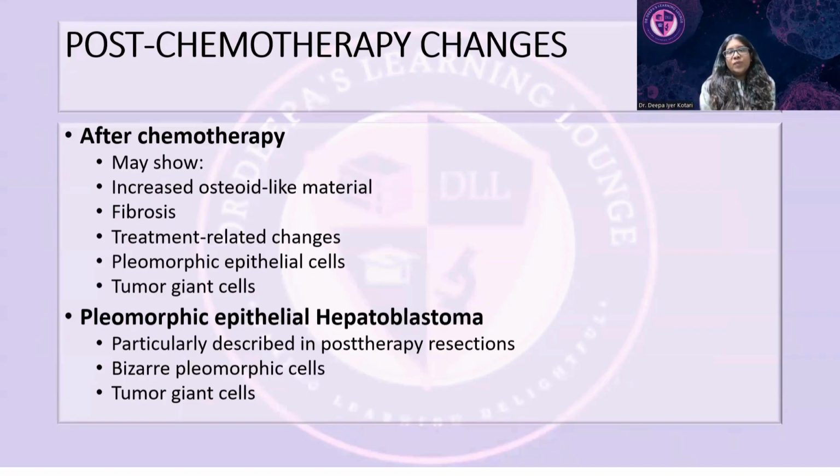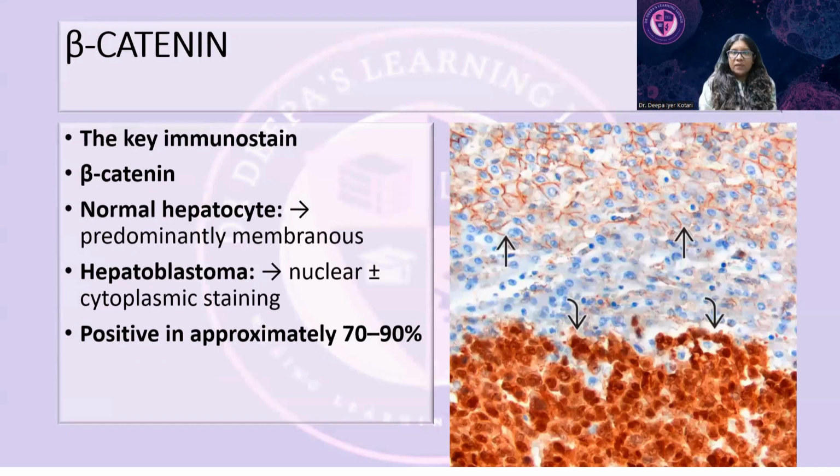So the interpretation of a post-treatment specimen requires knowledge of what exactly chemotherapy does to the patient and to the tumor. You should not look at it as a completely different tumor. It can still have giant cell reactions and bizarre pleomorphic cells, if it is a post-treatment resection after the initial chemo was given to the child.